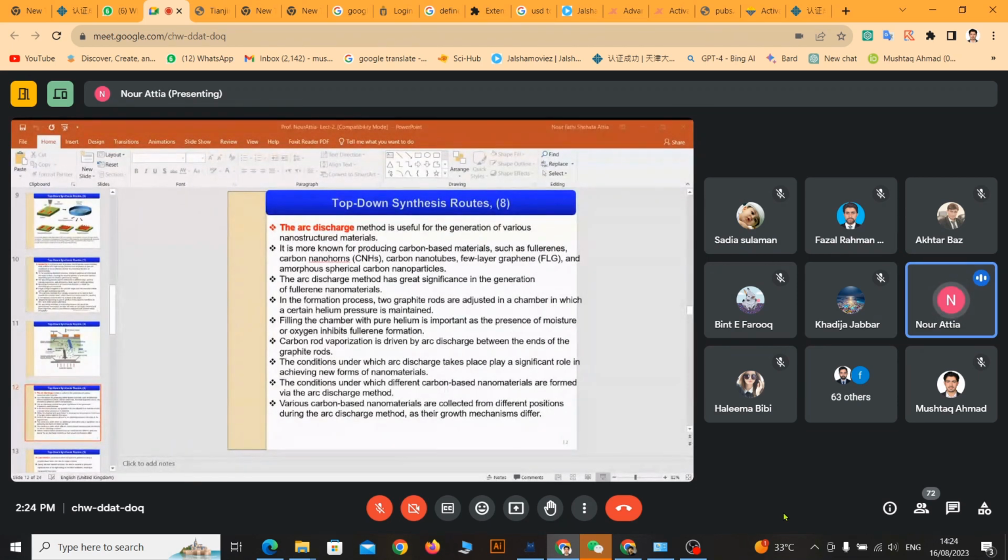Arc discharge is also dependent on a chamber, like sputtering. You put two rods of graphite in the chamber and fill the chamber with pure helium, and the carbon is vaporized using the arc discharge between the two ends of the graphite rods. Then finally you will get the product, and by tuning the procedure, you can change the shape and dimension of the product. But anyway, you start from top down because you start from graphite rods, and the graphite rod will be vaporized.